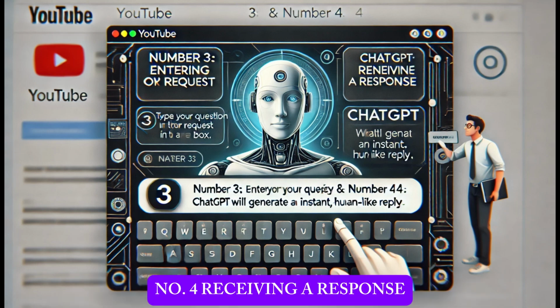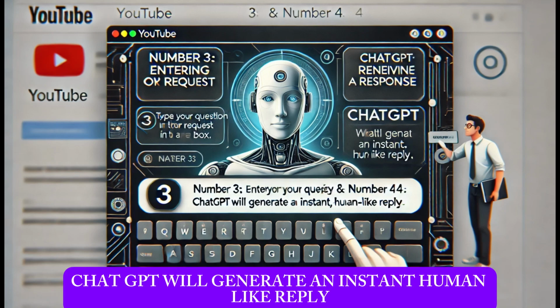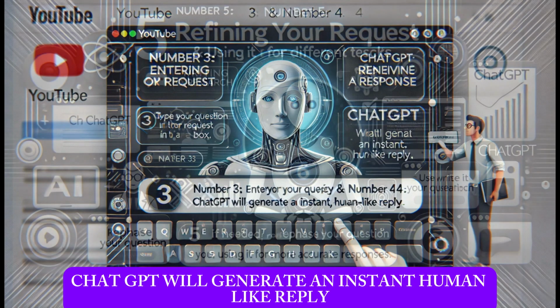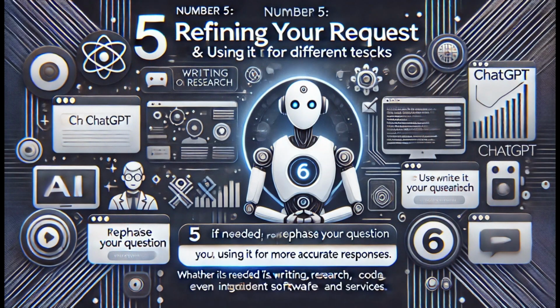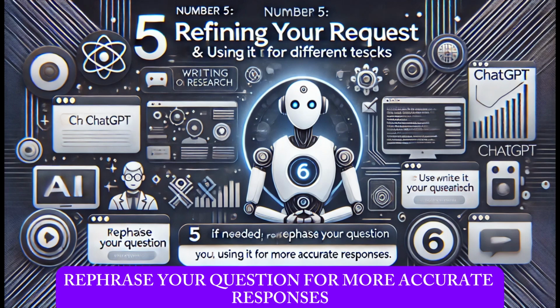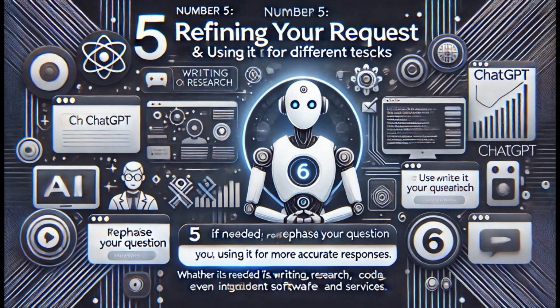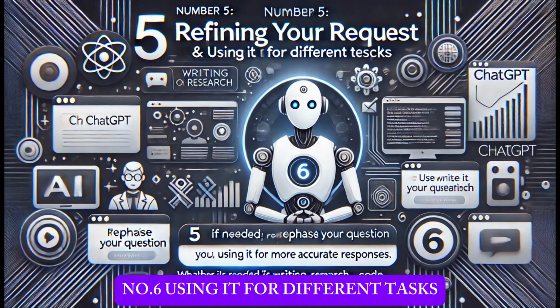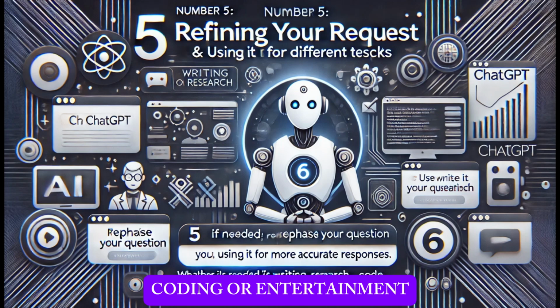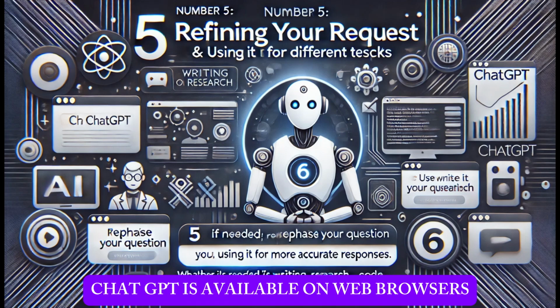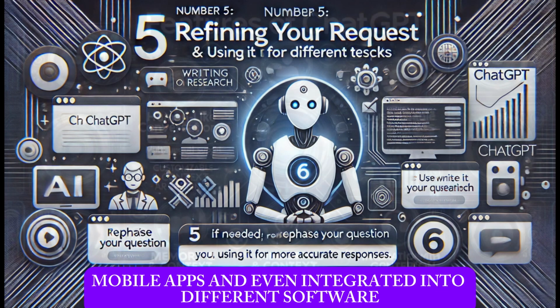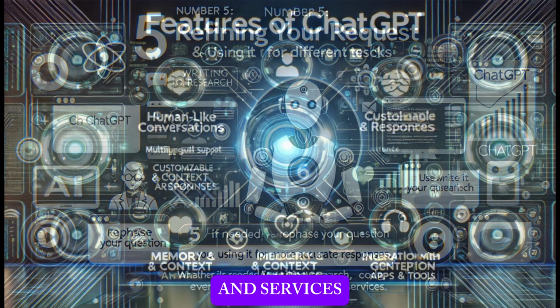Number 4. Receiving a response. ChatGPT will generate an instant, human-like reply. Number 5. Refining your request. If needed, rephrase your question for more accurate responses. Number 6. Using it for different tasks. Whether it's writing, research, coding, or entertainment, you can use ChatGPT for various purposes. ChatGPT is available on web browsers, mobile apps, and even integrated into different software and services.